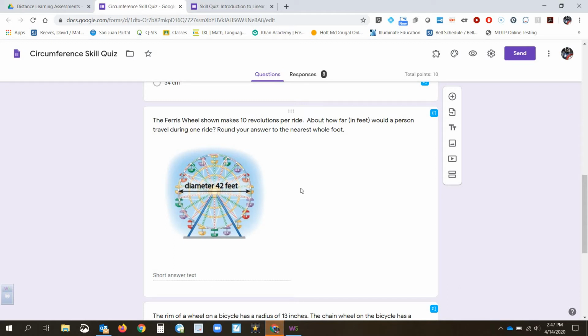I was going over the results to the skill quiz on circumference and found out that a lot of students had missed this problem right here. By the way, this problem, hopefully many of you recognized, was taken directly from a textbook problem. All I did was change the diameter.